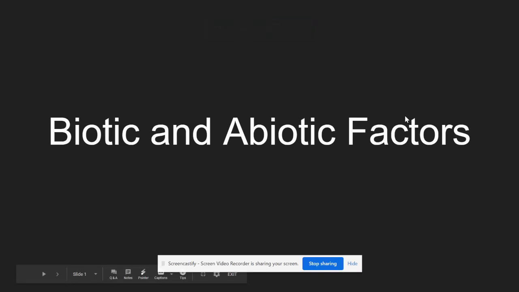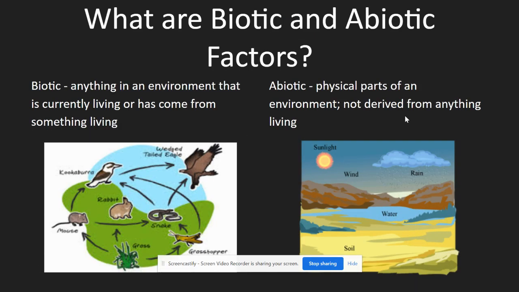Biotic and abiotic factors. What are biotic and abiotic factors? Most of us know that biotic means living and abiotic means non-living. Well, in high school, we take that a step further. If we look at the definition for biotic, it says anything in an environment that is currently living or has come from something living. That is very important. That is very different from what we know currently. Abiotic are the physical parts of an environment that are not derived from anything living.